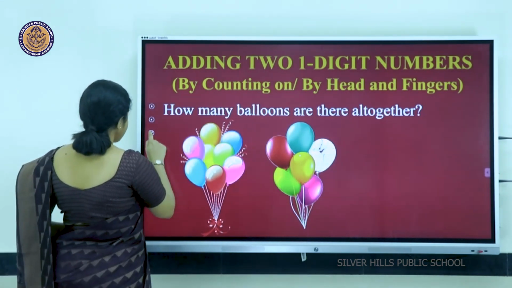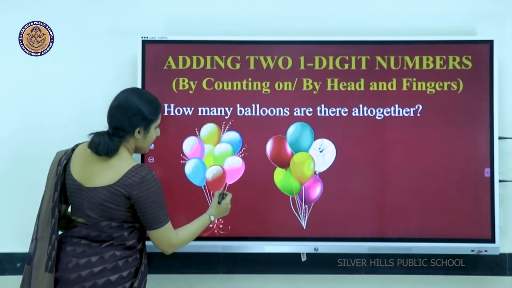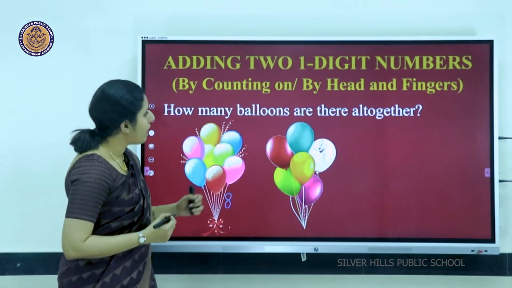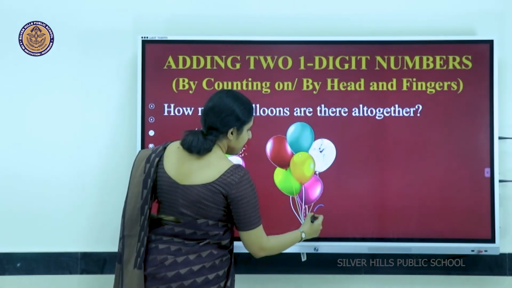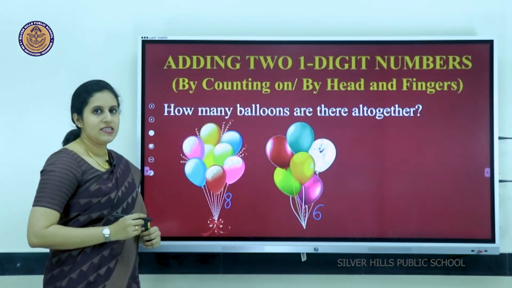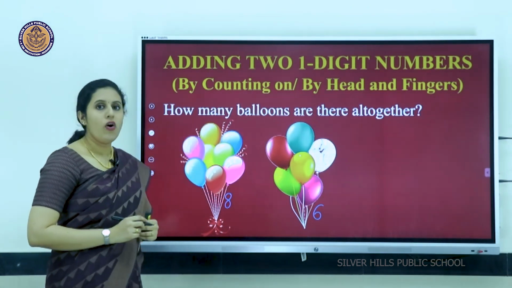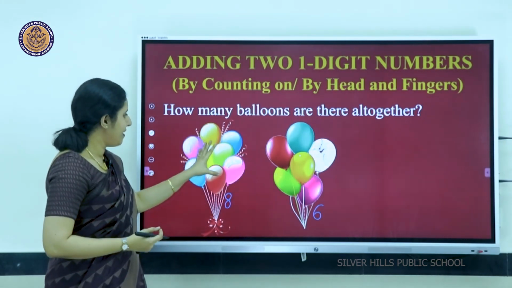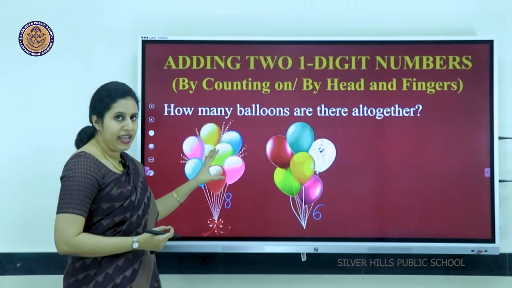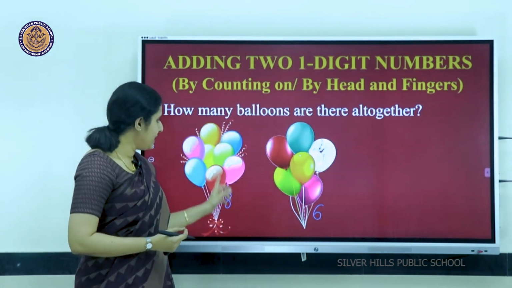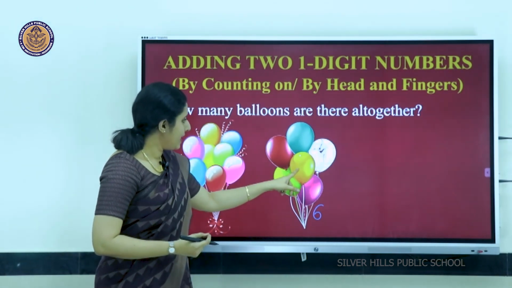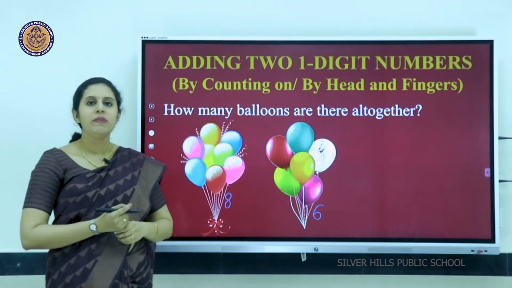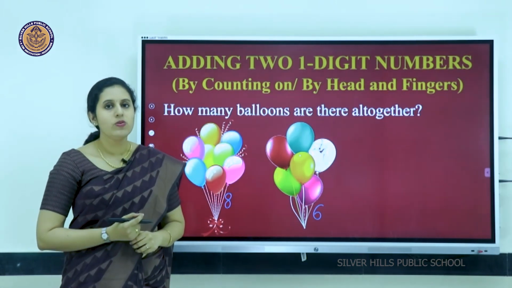Okay, let's see. How many were there in the first bunch? 8 balloons are there in the first bunch. How about in the second bunch? Yes, there are 6 in the second bunch. Let's see how by counting on you will get the total number of balloons, right? So, by counting on means, you know, here there are 8 balloons. So, you keep that 8 and you count on. 8, 9, 10, 11, 12, 13 and 14. So, how many balloons altogether? There are 14 balloons altogether.